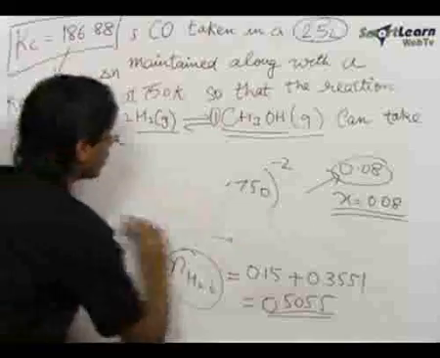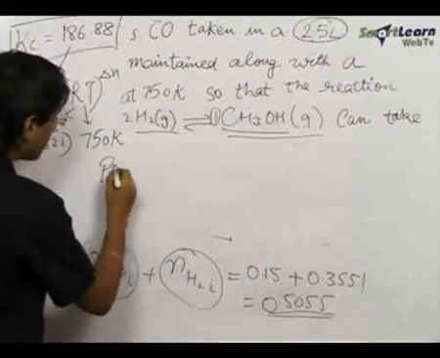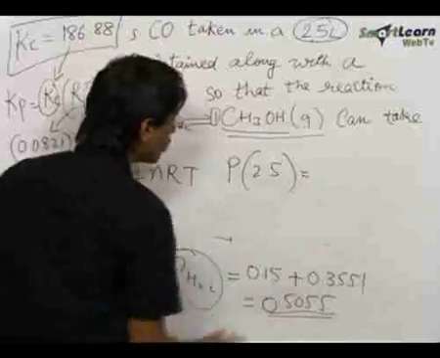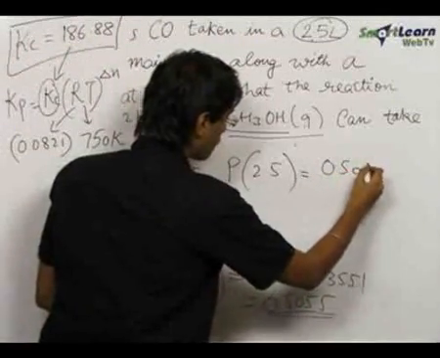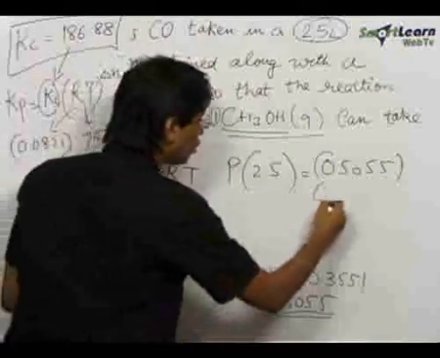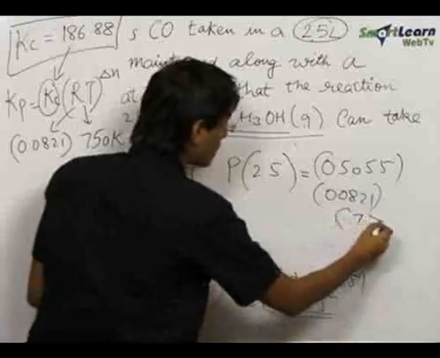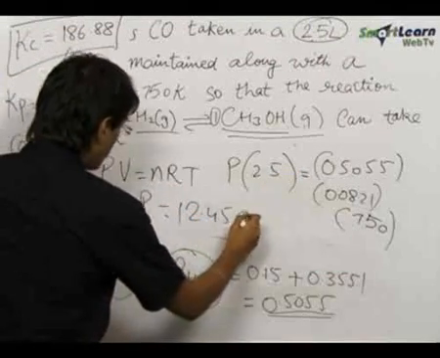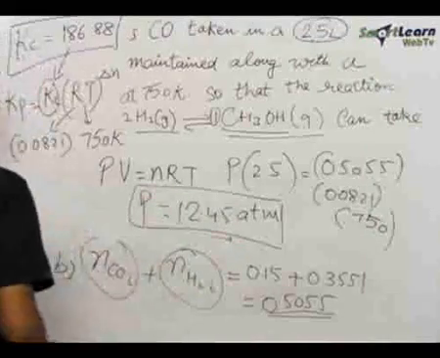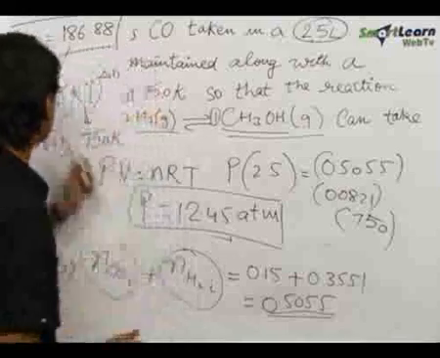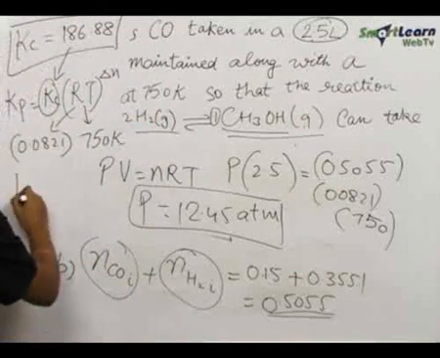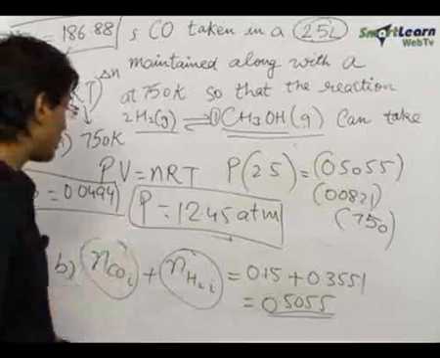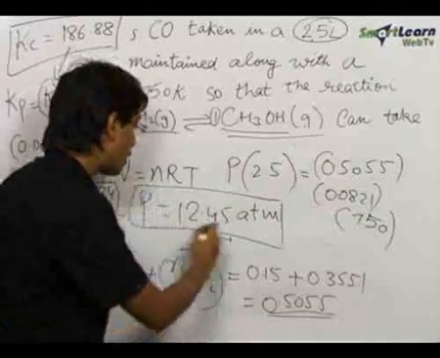Now we want to find the total pressure at equilibrium if no catalyst is involved. So we can use the ideal gas equation of PV is equal to nRT, P into the total volume of the flask, which is 2.5, is equal to total number of gaseous moles present at equilibrium, which is 0.5055, into gas constant, which is 0.0821, into temperature, which is 750 Kelvin. On solving this equation, we get the final pressure as 12.45 atmosphere. Hence our final answers are Kc is 186.88, our value of Kp is 0.0494, and our final pressure at equilibrium if no catalyst is involved in the reaction is 12.45 atmospheres.